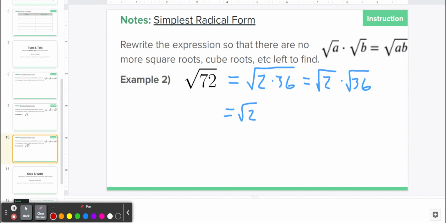But can we take the square root of 36? Yeah, we can. That there, from our perfect squares list, was simply 6. So there we have the square root of 2 times 6. And finally, let's just rewrite it with that 6 out in front. So we get 6 times the square root of 2.